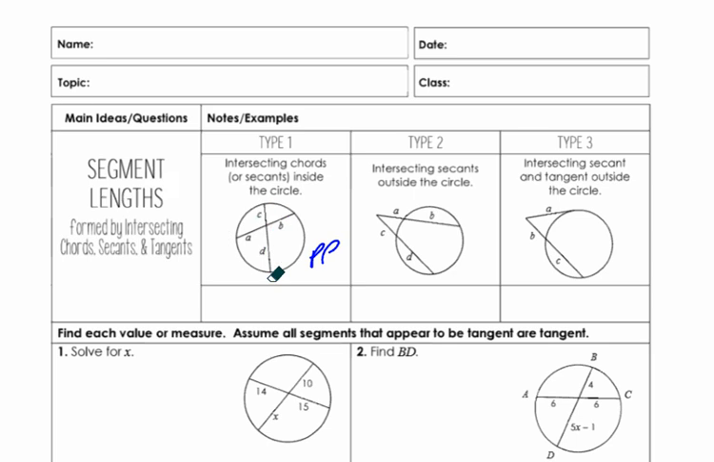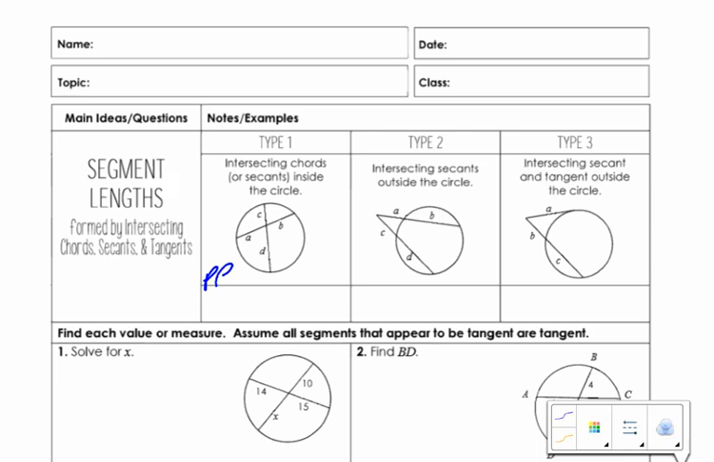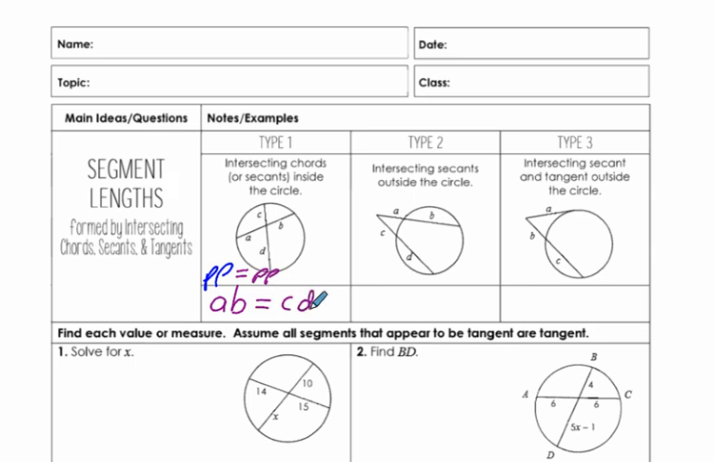So what this ends up becoming is, instead of just PP, PP equals PP, or part times part equals part times part. What that's going to look like in this example is A times B equals C times D. So it's a proportion that's always going to be true whenever you have these intersecting chords. So that's your part times part, or your PP situation.